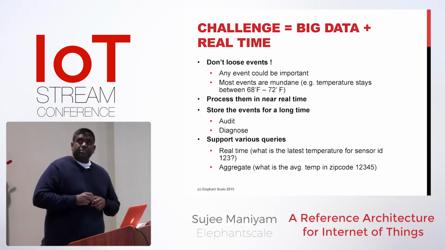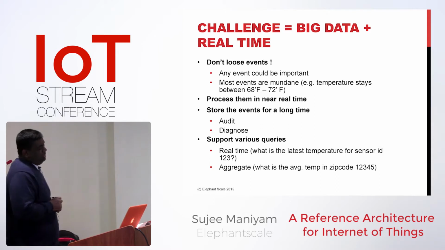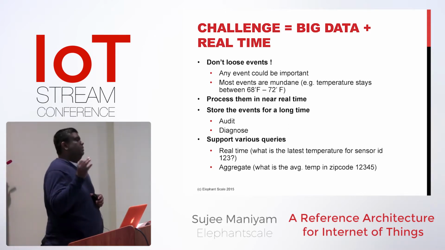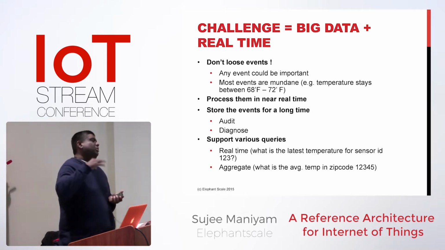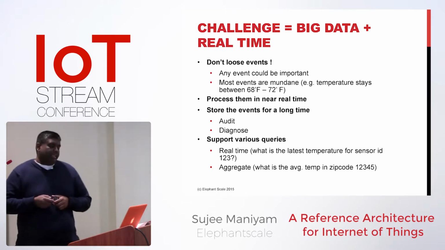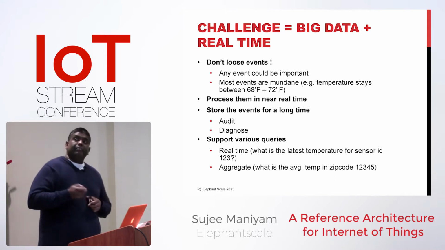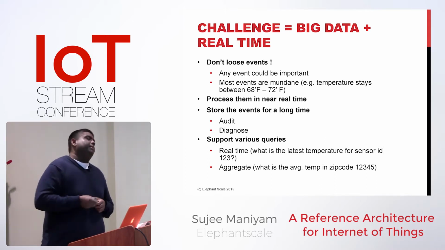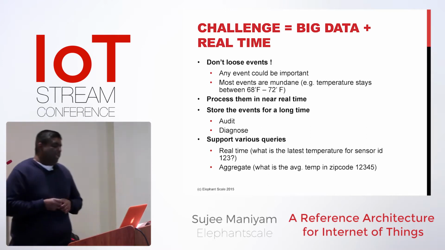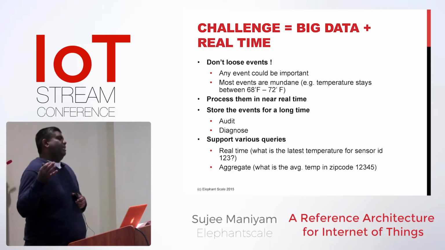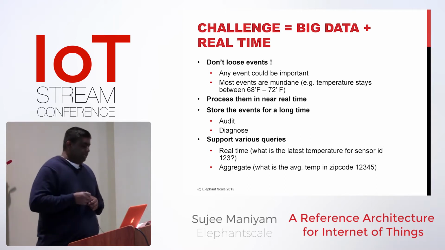So the challenge in big data event processing in real time is that most of the events are mundane. They're just regular, within your normal parameters. However, any of the events could be important. So I can't lose any event, because any event could be important. And I need to process them in near real time, because I can't wait 3 hours to send an alert if there's a fire breakout.